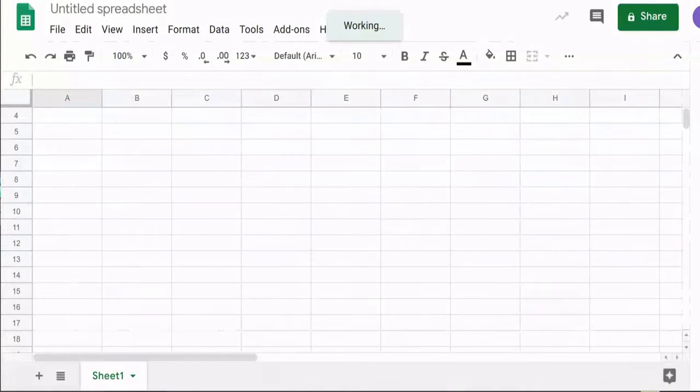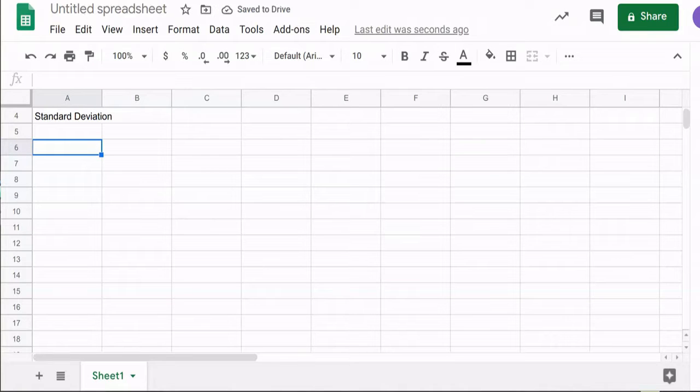Called standard deviation. All right, so a lot of times what happens is you have, say, a set of points. Let's call them X for now, okay? And those values of X could be anything. So maybe 12, 2, 4.